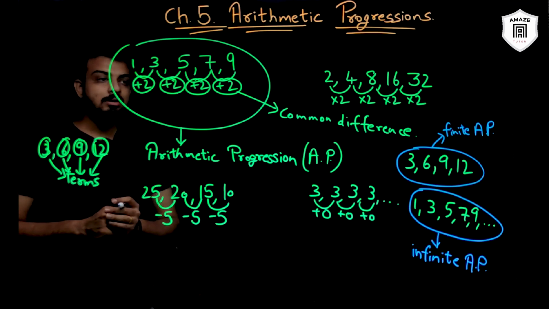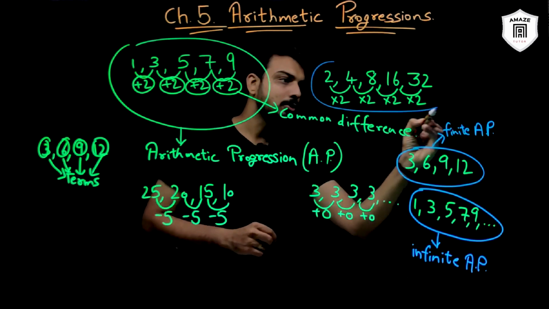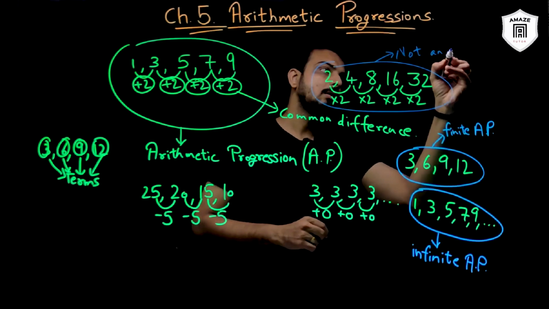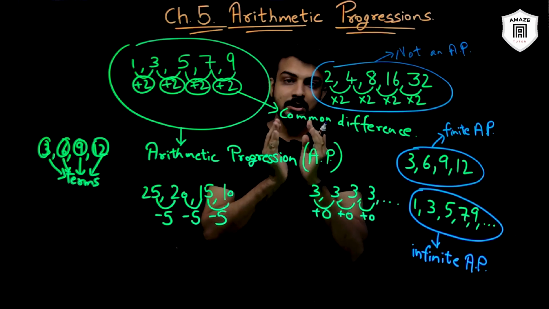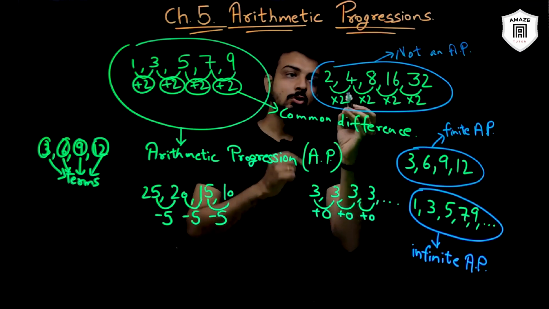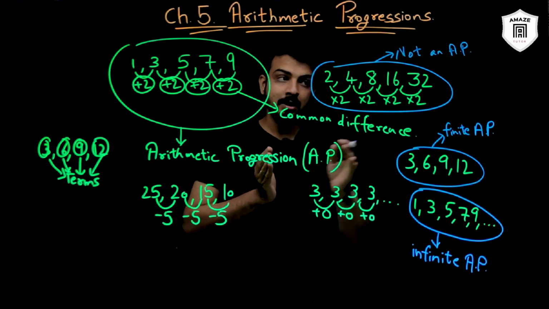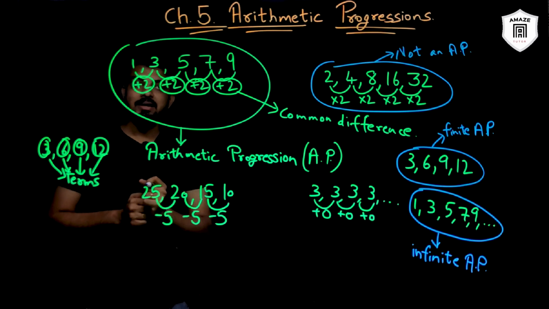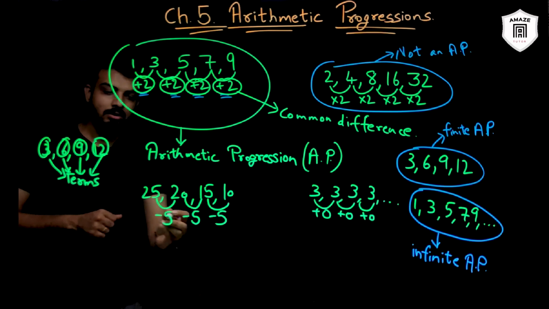So arithmetic progression, clear? Now let me write this down so you are very clear: this is not an AP, right? Because there is no particular number which is getting added. There should be a common difference, then only we can say it is an AP. So what is the difference here? Between 4 and 2, it is 2. Here the difference is 4, then 8. So the difference is not the same. Therefore this is not an arithmetic progression. But this is an arithmetic progression where you have the common difference.